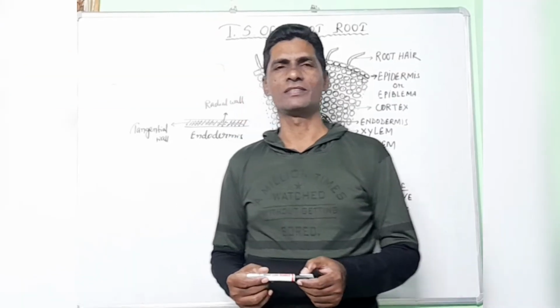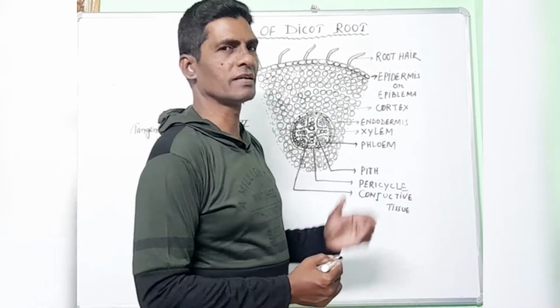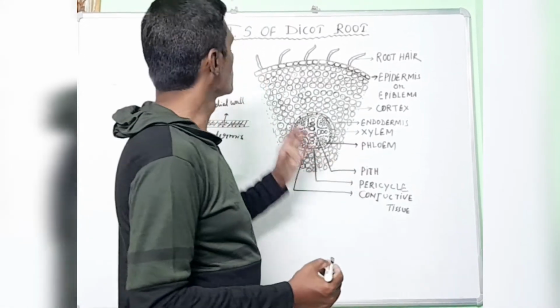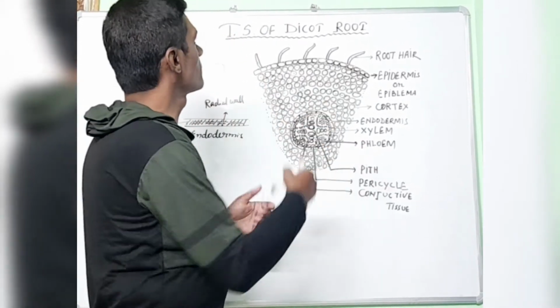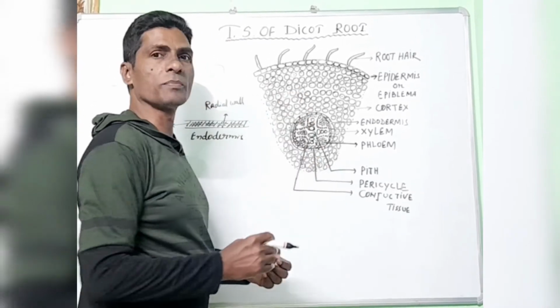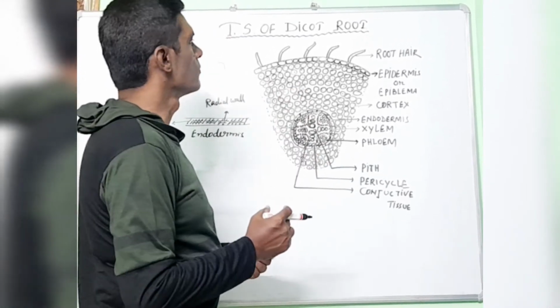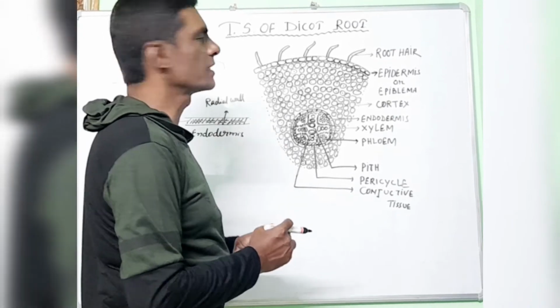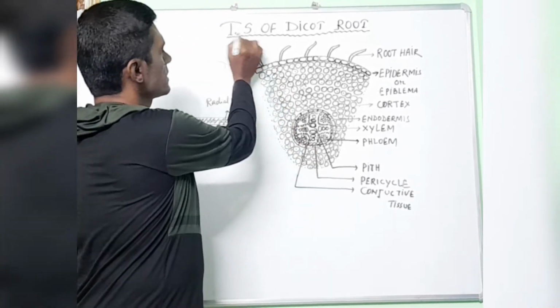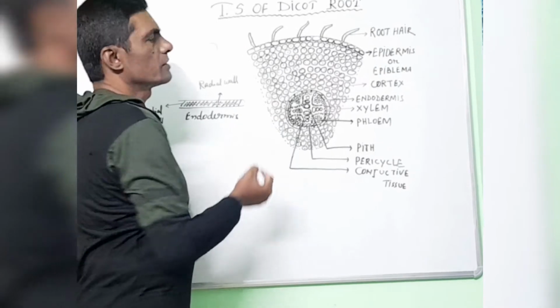Welcome to BioNEET. Today we'll discuss the anatomy, that is TS of dicot root. It is a very small topic, but most of the questions they'll ask are diagrammatical questions. So TS means a transverse section of dicot root.